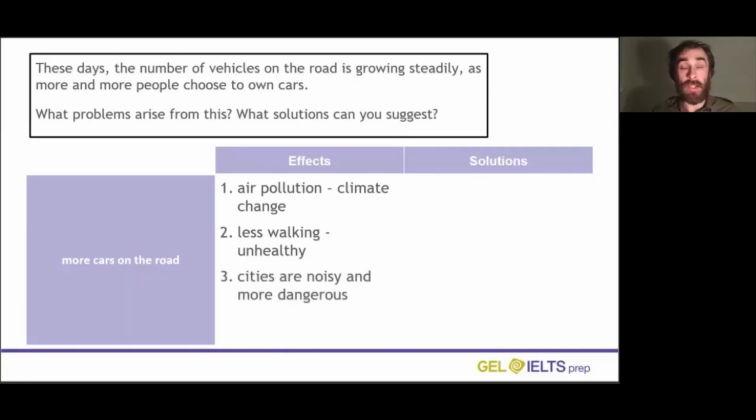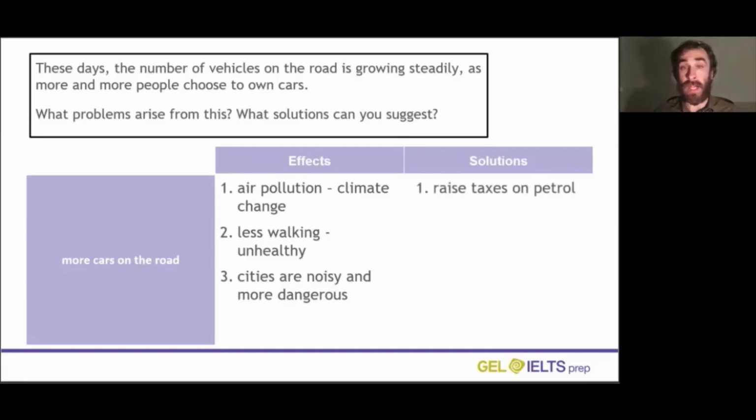As well, cities are noisy and more dangerous. So I could talk about the risk to children, the risk to cyclists, and the effect of noise pollution in cities, or the effect on wildlife. So animals can be affected by the noise from cities. So I've got 3 points here. I think it would be best if I chose 2. So I think 1 and 2 are going to give me the opportunity to write and show off my language and vocabulary the most. Now I'm going to think of some solutions. Remember, I'm going to try and link my solutions to my effects.